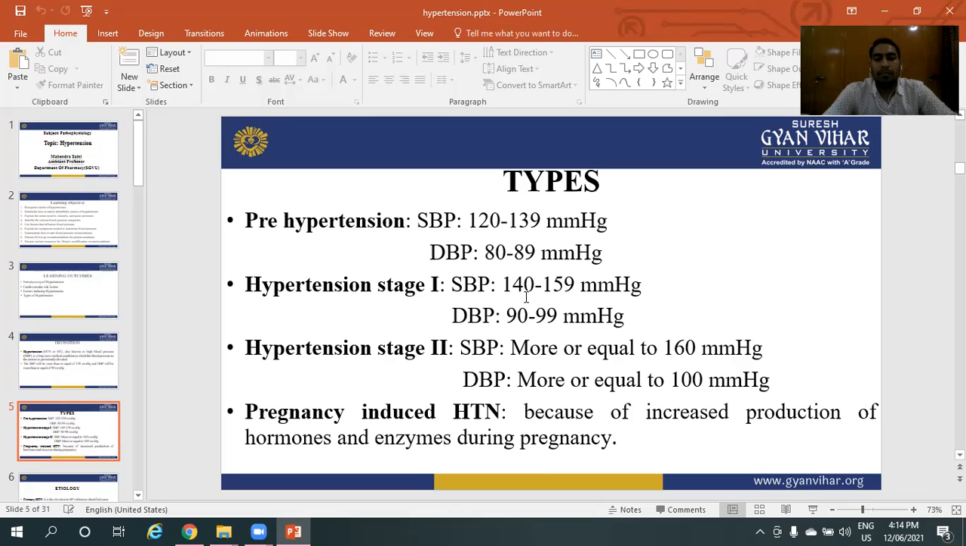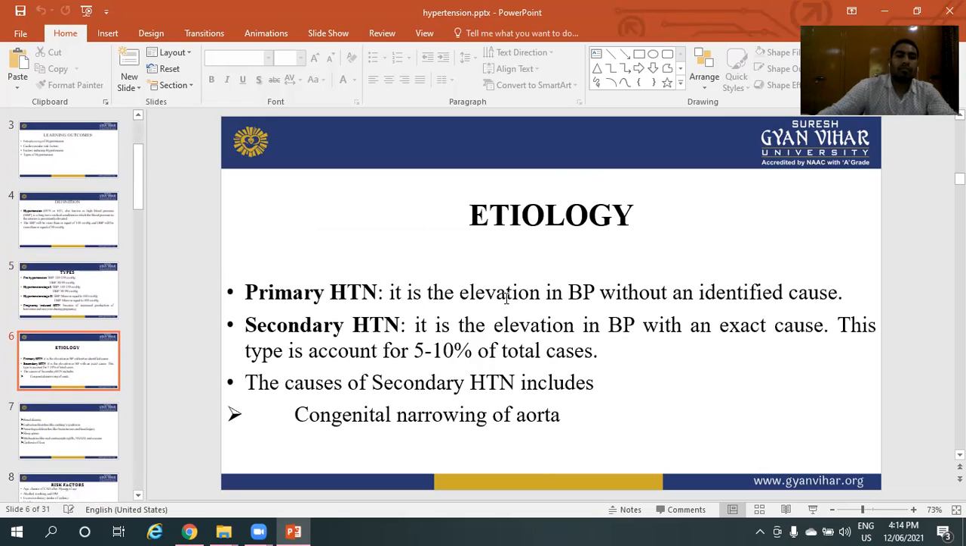Pregnancy-induced hypertension occurs because of increased production of hormones and enzymes during pregnancy. These are the types of hypertension.